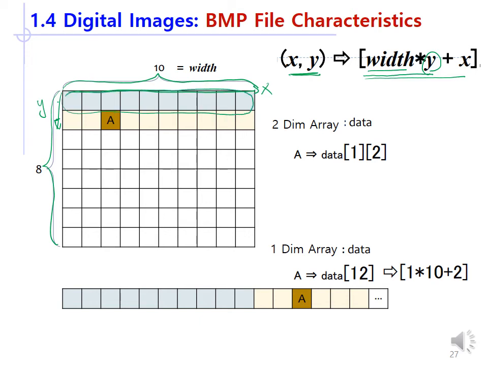So multiplying y by the width value plus x is the corresponding position of the two-dimensional array x, y. So data 1, 2 means data 12, which comes from 1 times 10, that is width, plus 2. So in the one-dimensional array, data 12 is the corresponding element.